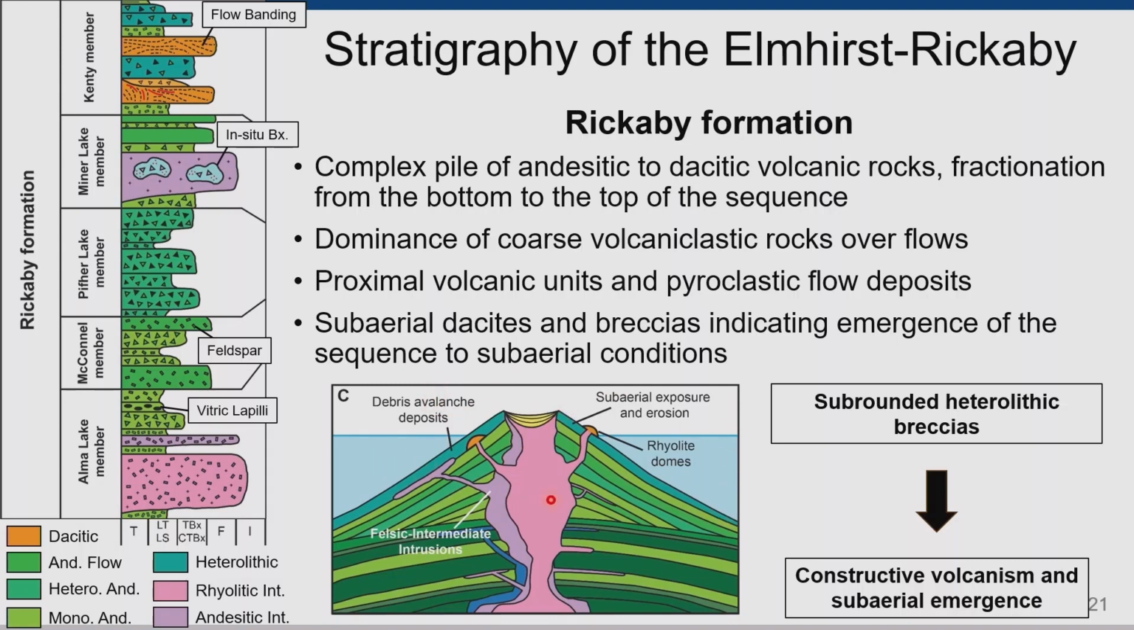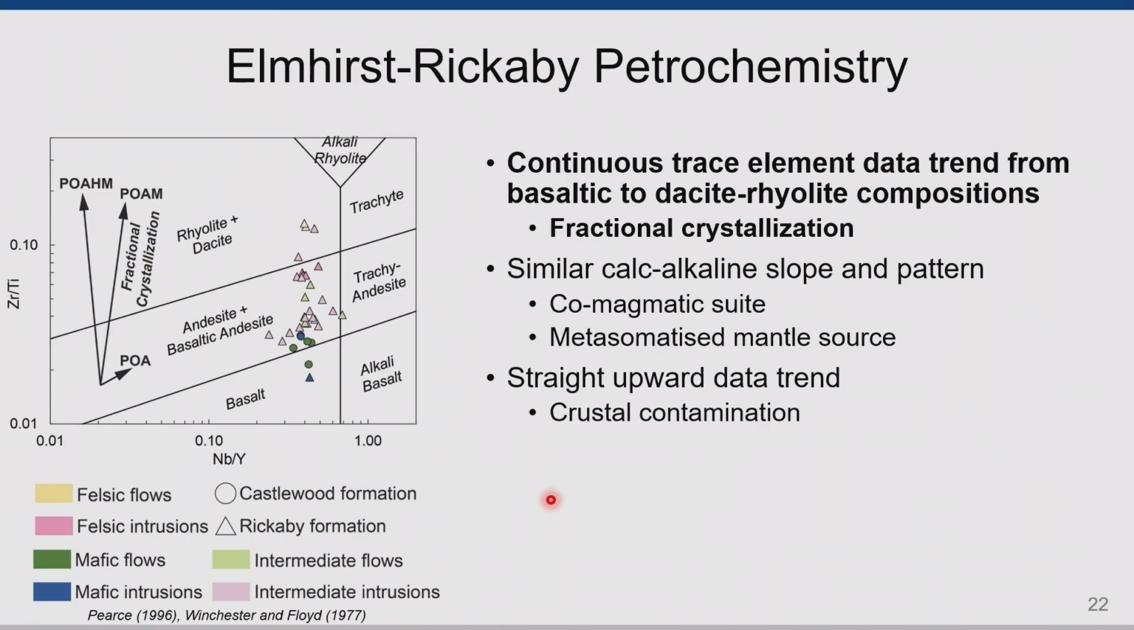So we'll dive into the petrochemistry a little bit because it's particularly interesting. If you take a look at the trace elements here plotted on this Pearce diagram that's modified from Winchester and Floyd, one thing that you see right away is that this is very different from an average greenstone belt, which usually shows a bimodal distribution of mafic rocks down here somewhere and then felsic rocks plotting typically up here as a cluster.